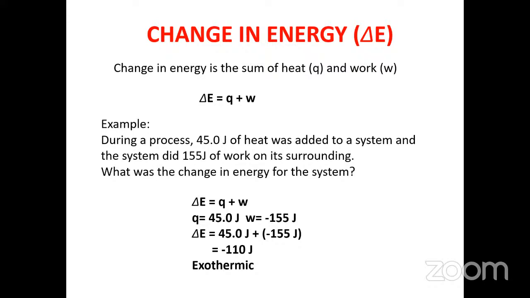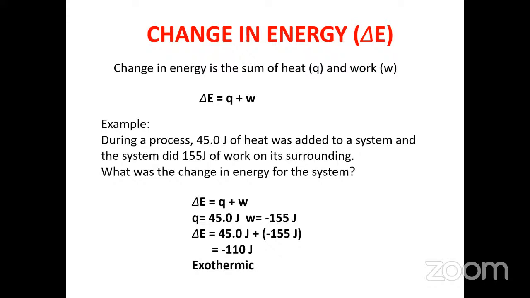And remember, change in energy is delta E, and it is equal to Q plus W. So now, Q here is given to us as 45.0, and W is given to us as 155 joules. And why we're putting minus here, they say that the system did work. So it is carrying a minus sign because the system did work. It's not work that was done on the system. It's the system that did the work. So it's carrying a minus sign.